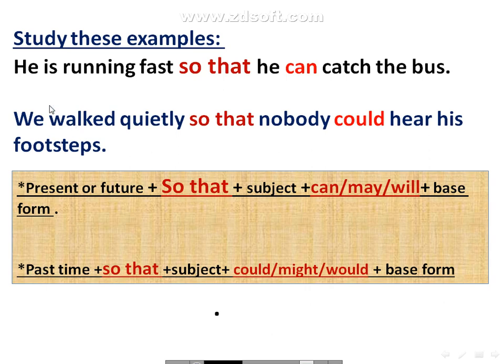Look at these examples again. He is running fast so that he can catch the bus. So that here is preceded with the present progressive, so after it we use subject plus can. In the second example we see that so that is preceded with the past simple, so it is followed with could.